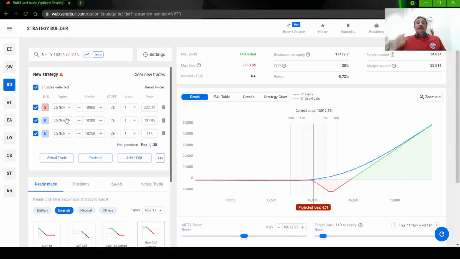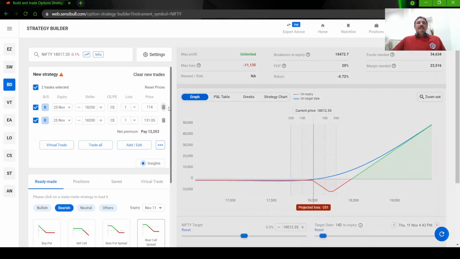Okay, it's a bear call ladder. So when we have a bear call ladder, your net loss on the downside is only 1,135. You are not going to lose anything more than this if the market goes down. But say you simply buy an 18,200 call.